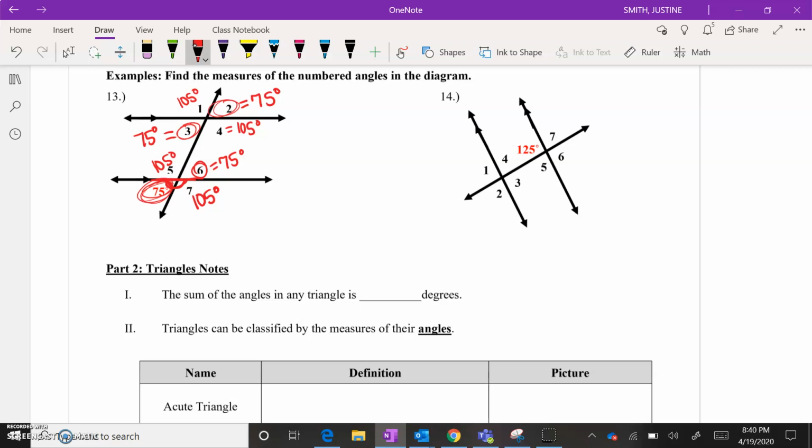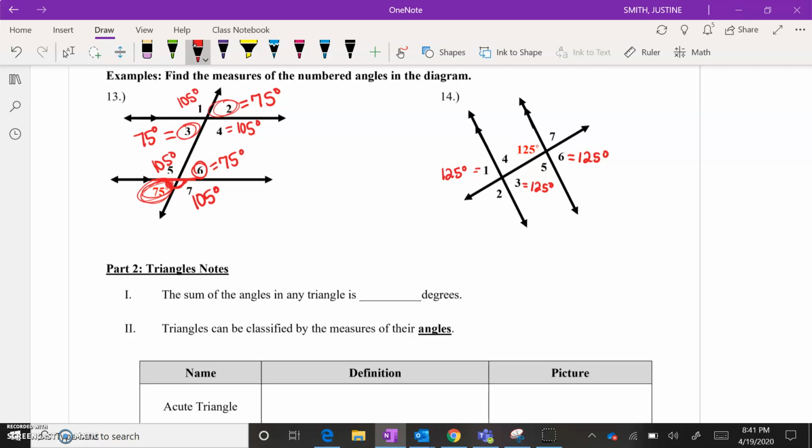So 125 here, I'm going to start and say, okay, that is vertical to angle 6. So angle 6 is 125 degrees. And then I'm going to say 125 and angle 3 are alternate interior. So this is 125 degrees. And then I'm going to say 3 and 1 are also vertical. So this is 125 degrees. Again, you could have done that other ways as well.